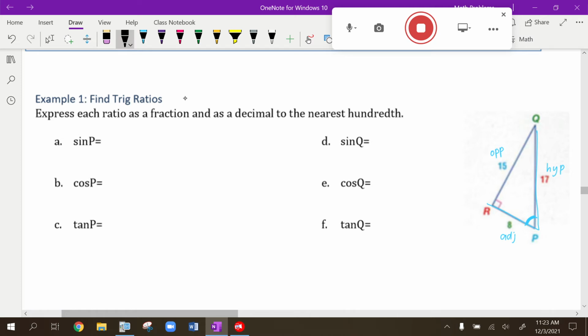So we'll use our trick, SOHCAHTOA. I know sine is opposite over hypotenuse. So for sine of P, I would put 15 over 17. It doesn't reduce, so to change it to a decimal, I'll plug it into my calculator and round to the nearest hundredth.